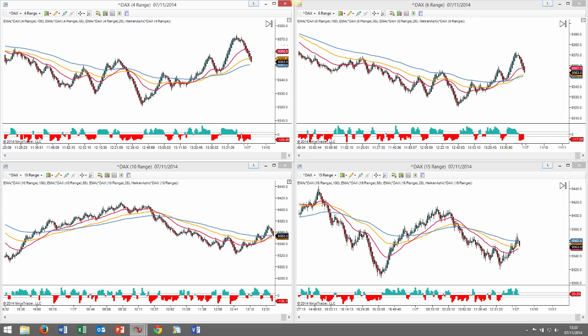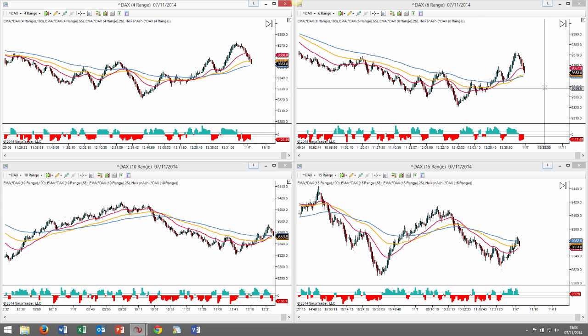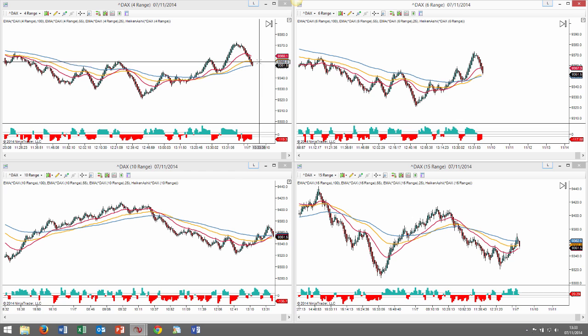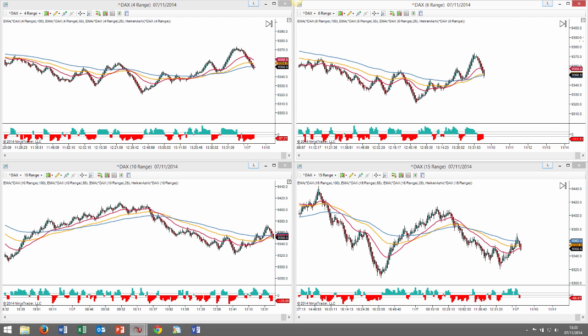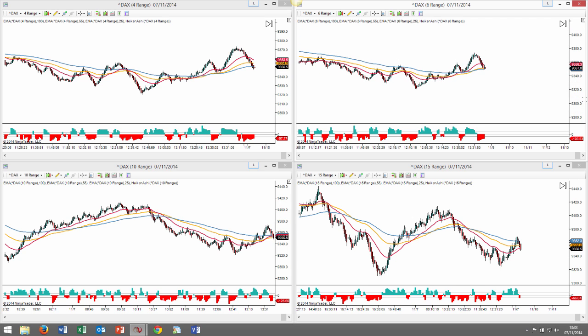Okay, that pullback's a little bit too aggressive on the 4 range, so I'm now switching to the 6. On the 4 range, that's too aggressive. I'm not looking to get involved in a buy there because this pullback's broken through the averages. It's broken through on the 6 range as well. The market's decided it wants to go lower. So in this instance, I'm no longer interested in a buy because the momentum going against this trade is just far too great. We're going to wait and see what the markets do over the next few minutes, but at the moment we are not looking for a buy opportunity.